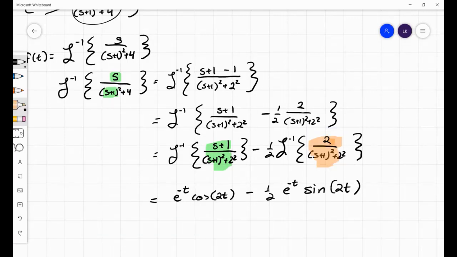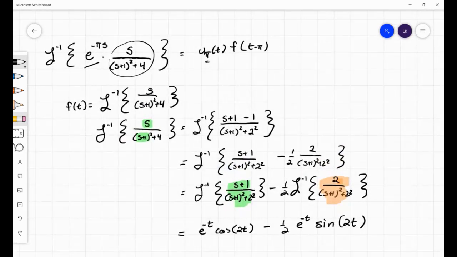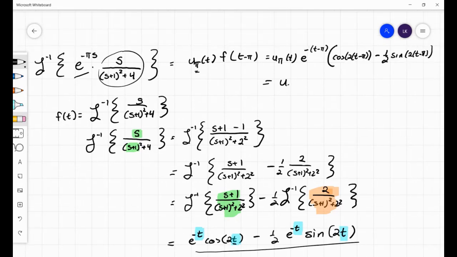But we're not done, of course. So we have to come back over here, and we said that we have our step function, and then we focused on finding the inverse Laplace of big F of s. But then we got the result, and now we have to replace t with t minus pi. So I'm going to factor out the exponential. Okay, so there we go.